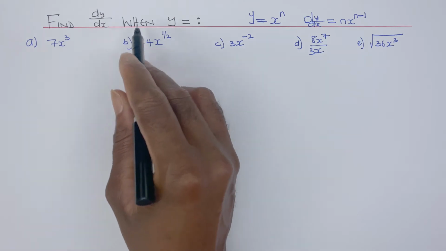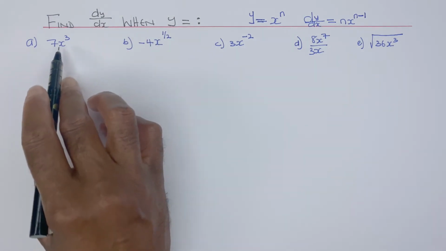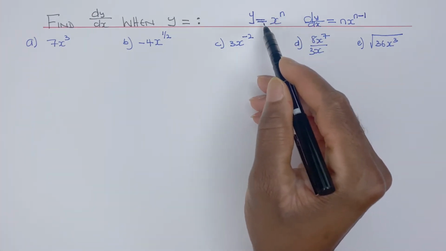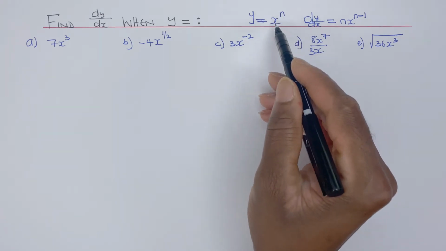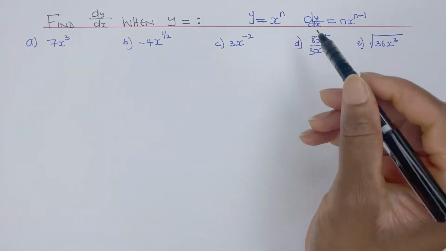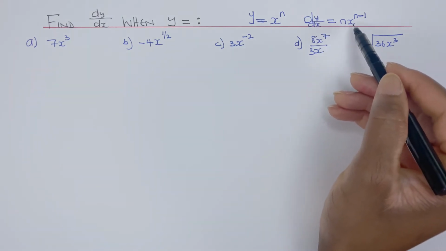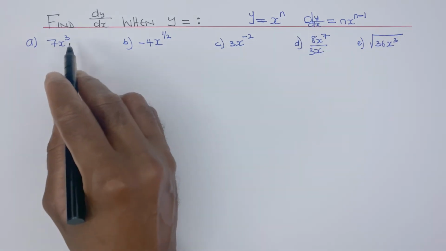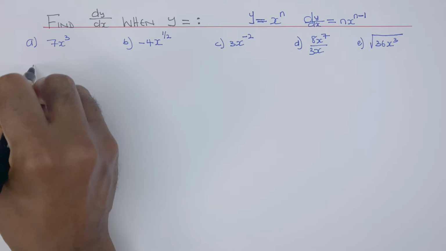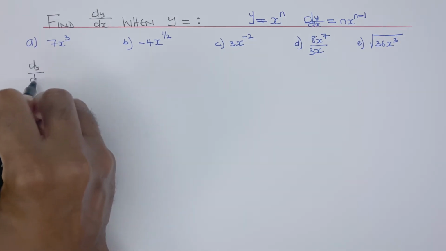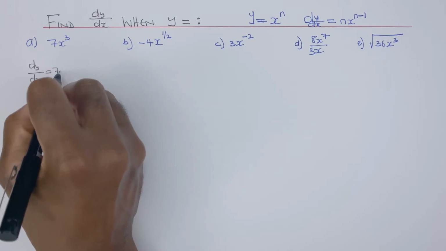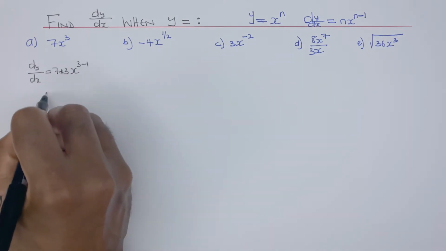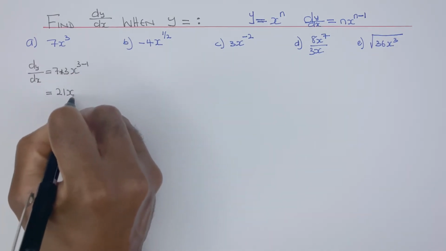Find dy/dx when y equals 7x cubed. For instance, in order to find dy/dx, we have to have y equals x to the power of n. We have to put y in that format, and then we can apply dy/dx equals n x to the power n minus 1. n is 3 here, so now we can say dy/dx equals 7 times 3 x to the power 3 minus 1, and that will be 21x squared.